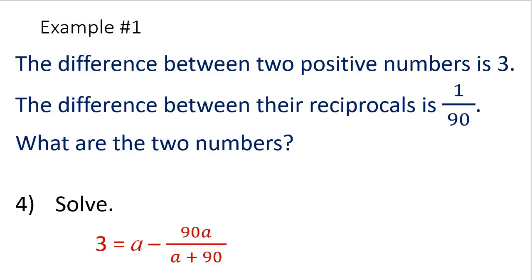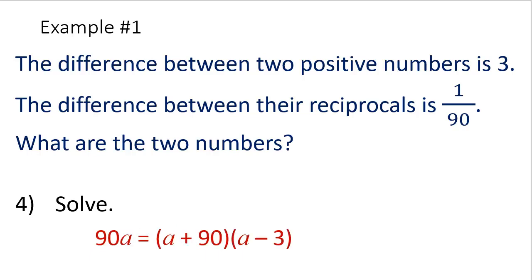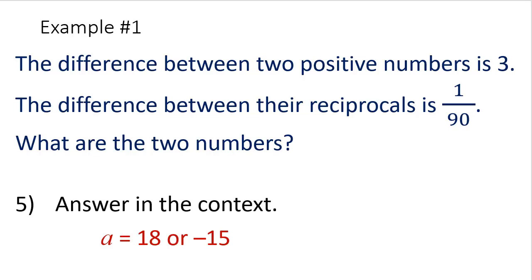Next step, step 4, is to solve it, and the steps are very quick. Rearrange it to the other side, multiply the denominator up, expand, stick it in our calculator in the form of a quadratic, and we are told a is 18 or minus 15. It's solved. But solving is not the end of the story, because we need to answer in the context provided.